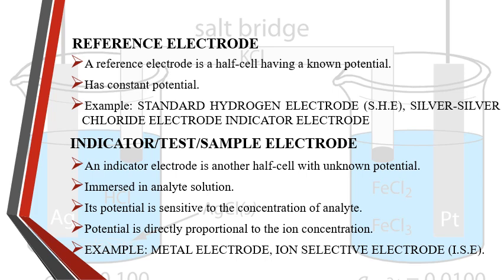The reference electrode has its own potential value, and it is stable when dipped into the sample solution. The indicator electrode has an unknown potential and is immersed in the analyzed solution. Its potential is directly proportional to the ion concentration and is sensitive to the concentration of the analyte. Examples of indicator electrodes are the metal electrode and the ion selective electrode.